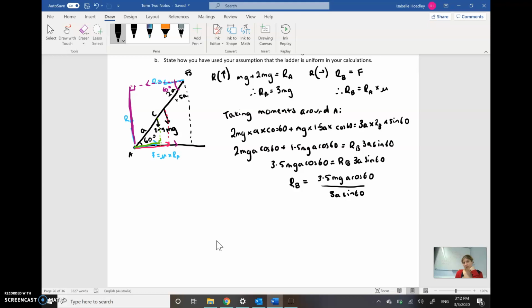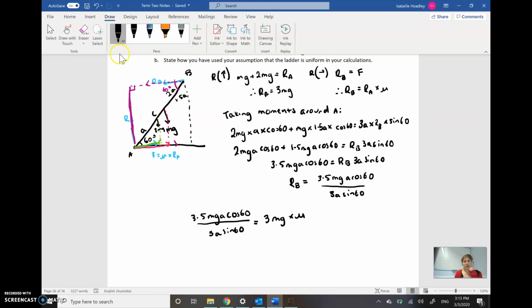I'm going to sub that in for my horizontal resolved equation. So 3.5 mga cos 60 over 3a sine 60, and I know that has to be equal to RA, which is 3mg, plus my coefficient of friction. Okay, from here, I've got a couple of things that I can do. Oh, sorry, that should be, why did I add? That should be multiplied by, times by coefficient of friction. Okay, so from here, I know that 3mg times by the coefficient of friction equals to this. Okay, so from this, I've got lots of the same variables, so I should just be able to go through and do a fairly straight solve.